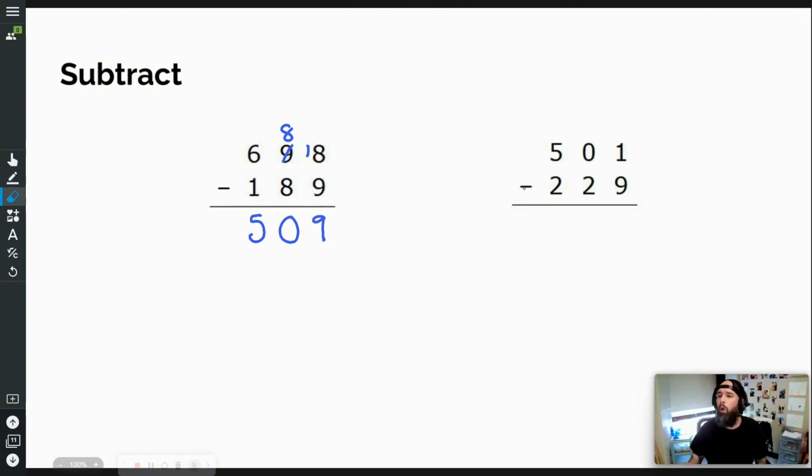How about 501 minus 229? Okay, start all the way to the right. 1 minus 9, can't do it. Borrow from 0, I can't, so let's borrow from 5. Borrow 1 from 5 and make you a 4. Now let's borrow 1 from 10 and make you a 9. 11 minus 9 is 2. Write it under the line. 9 minus 2 is 7. And 4 minus 2 is 2. And you end up with 272.